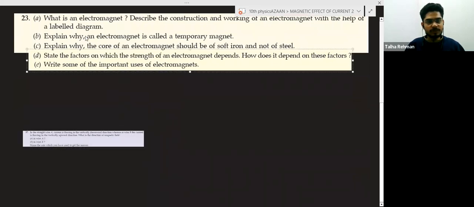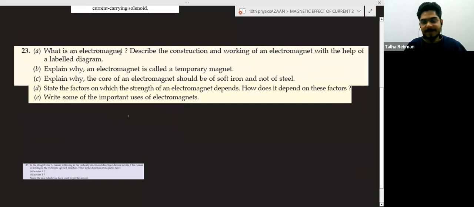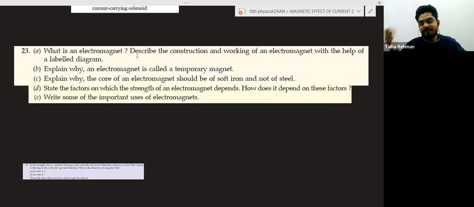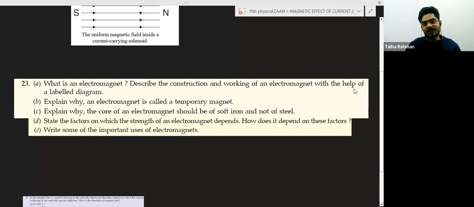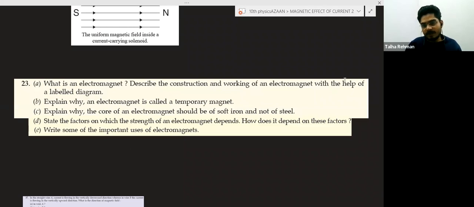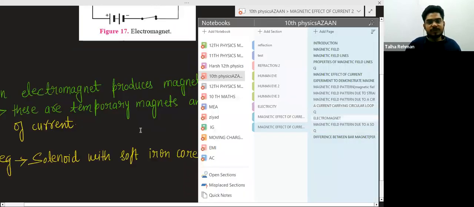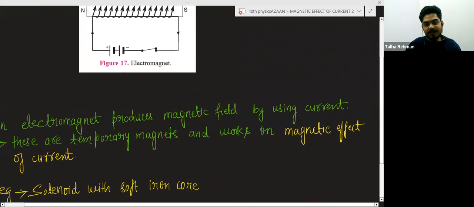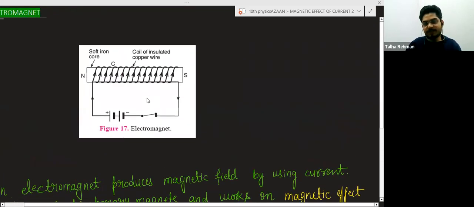Okay, so this question: what is an electromagnet? You can write: an electromagnet is a magnet which produces magnetism or a magnetic field due to electricity, or due to the current. Describe the construction and the working of an electromagnet with the help of a labelled diagram. So for that, you have to use this diagram and you can draw it. That will be the construction.